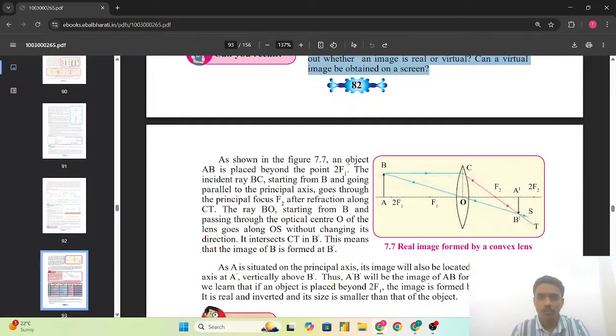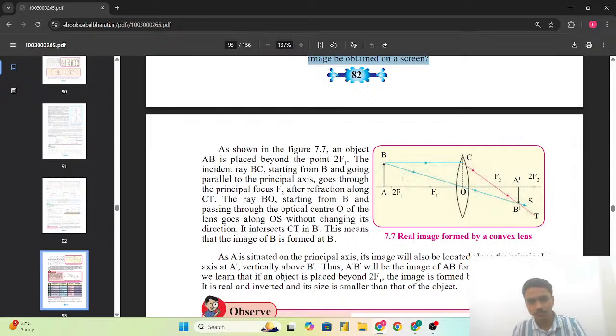As shown in figure 7.7, an object AB is placed beyond the point 2f1. The incident ray BC, starting from B and going parallel to the principal axis, goes through the principal focus f2 after refraction along CT. The ray BO, started from B and passing through the optical center O of the lens, goes along OS without changing its direction. It intersects CT at B dash. This means that the image of B is formed at B dash.